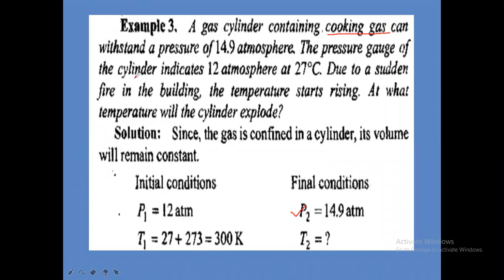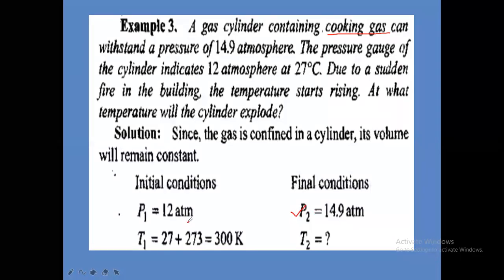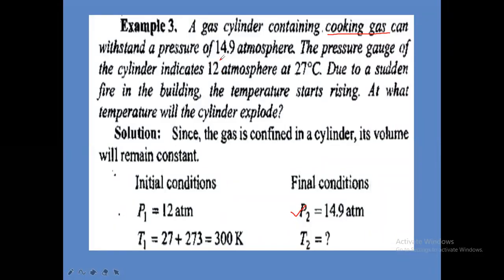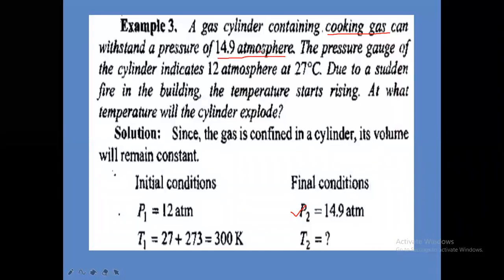Yeah, sorry, ma. So here, P2 is what now? 14.9 atm. And why have we taken P2 equal to 14.9 atm here? Because the cooking gas is present in the cylinder. The maximum pressure the cylinder can withstand is 14.9 atmospheres, right, ma? That's why this P2 should be taken. Maximum withstanding pressure is 14.9 we have taken here.